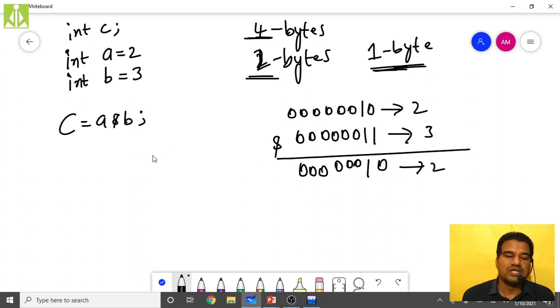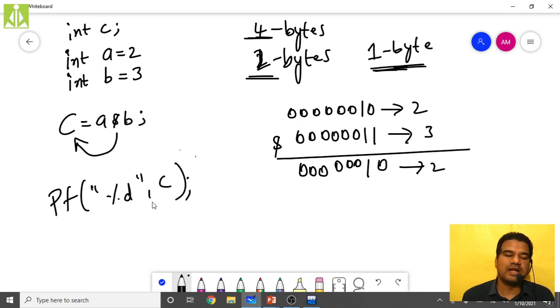So whatever operation you are performing here, 2 & 3, you will get 2 only. Here A & B we performed. A is holding 2, B is holding 3, and the result you will get is 2. If you print the value of C, printf("%d", C), what will you get here? You will get 2 only.